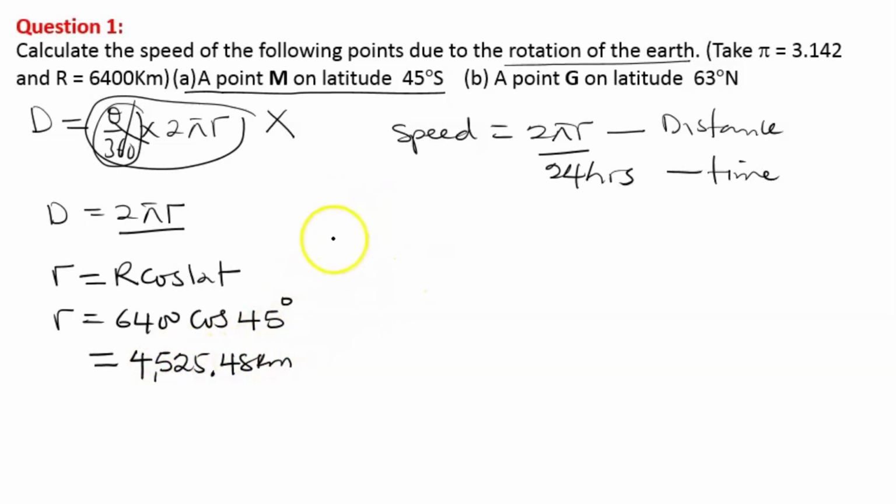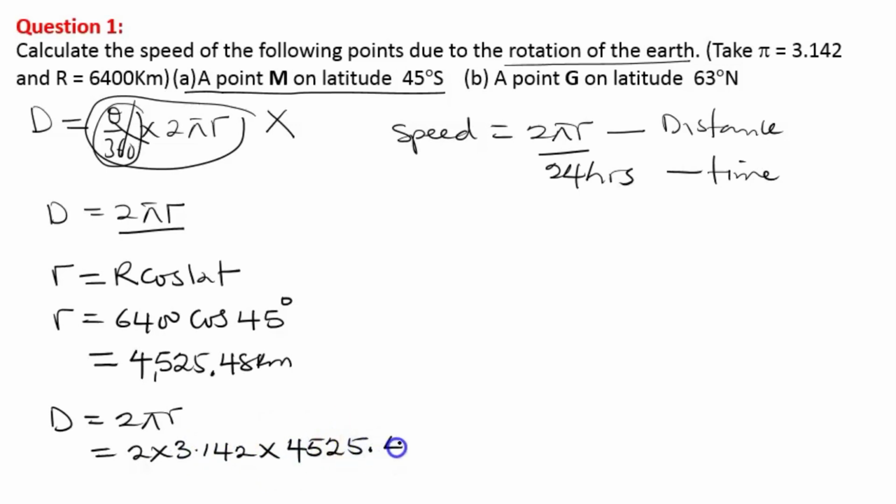So what do we do next? We now calculate our 2 pi r, which is our distance. We've gotten our r already, so it's going to be 2 times pi, which they gave us as 3.142 in the question, multiplied by 4525.48. Then since we are asked to calculate speed, of course the speed is going to be distance divided by time, and in this case the time is 24 hours. You see, this is not hard at all.